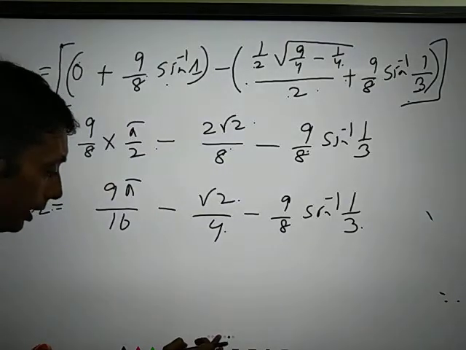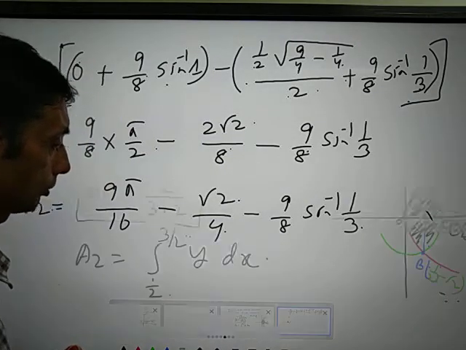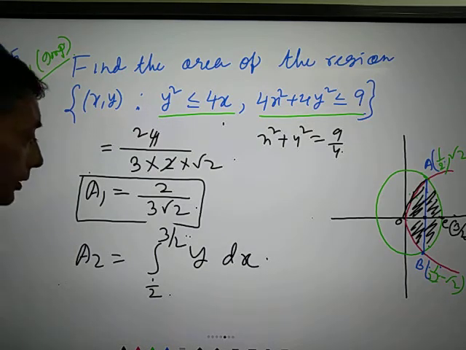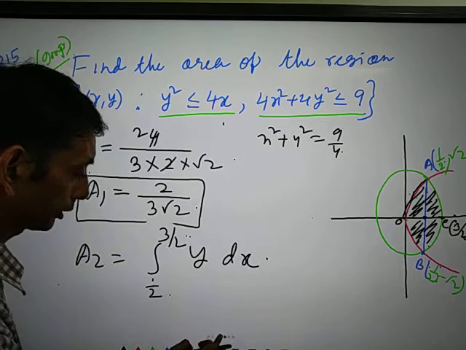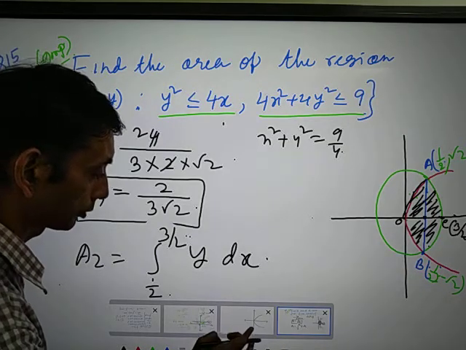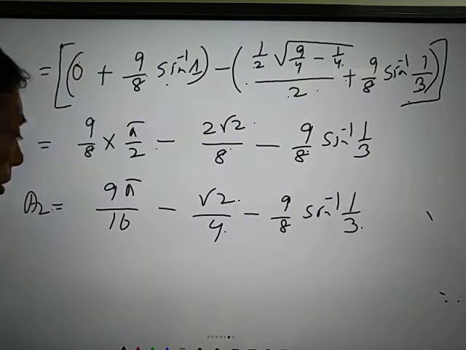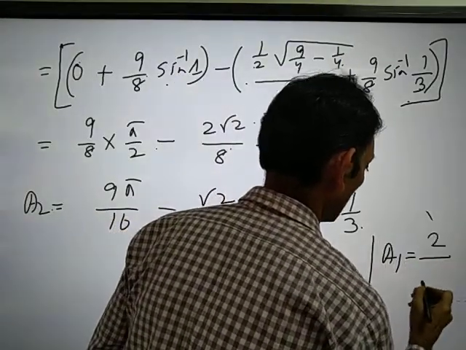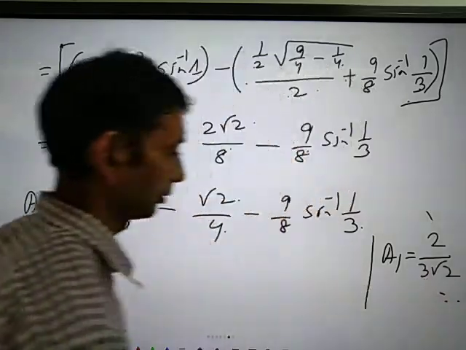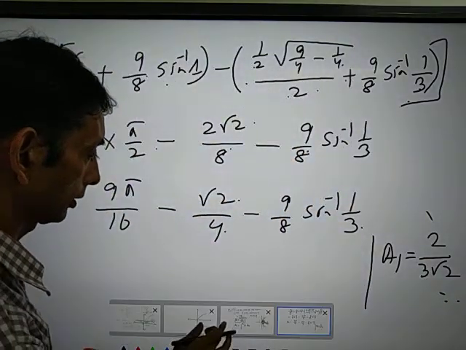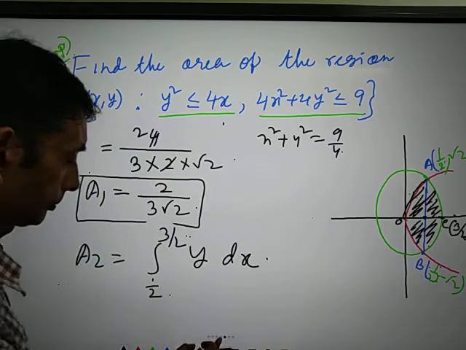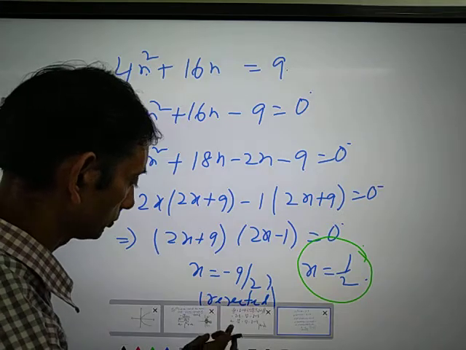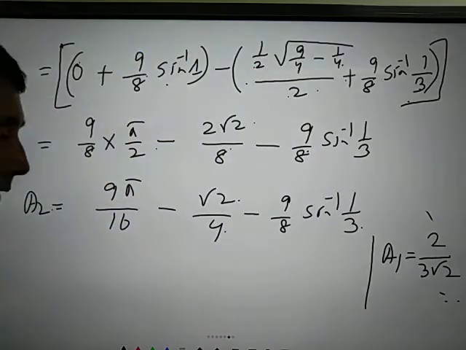Now let's see the A1 value. What is the A1 value? A1 value is 2 by 3 root 2. We'll just write A1 value is 2 by 3 root 2 somewhere here.